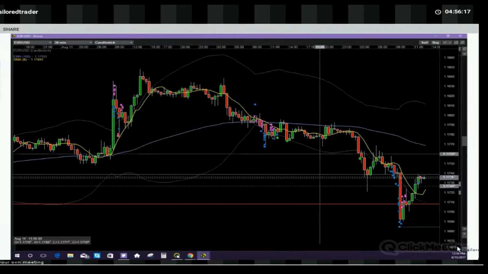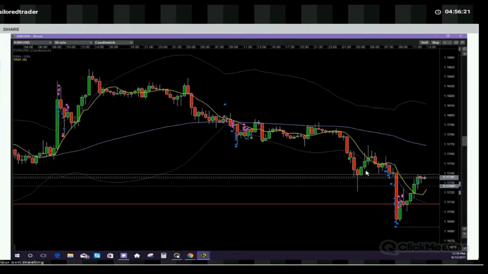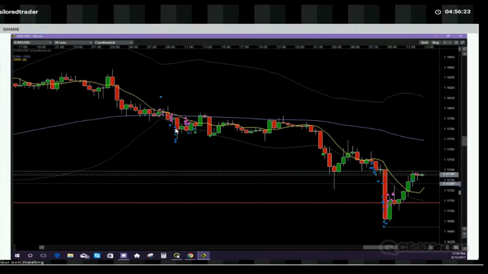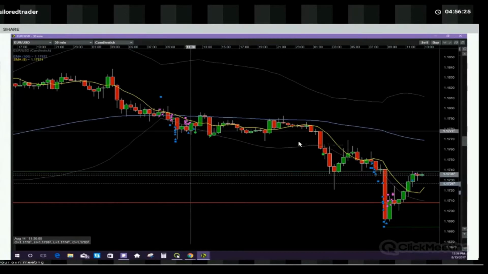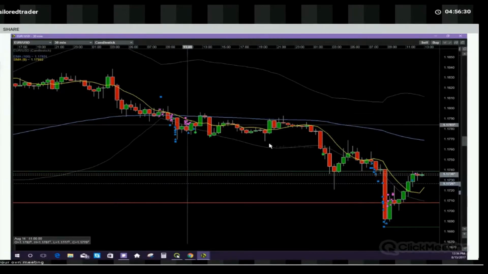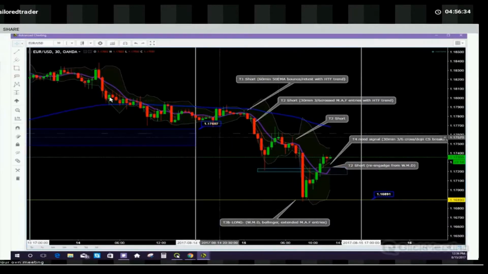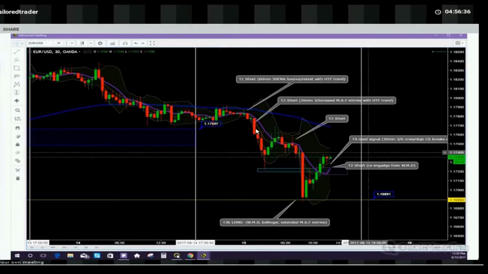Just zooming into this. I'm going to explain the setups. These are the executions that I have via the setups. But going into the actual setups on the chart, this is today's price action, between these 2 white lines. And as you can see back here, this was yesterday's price action.